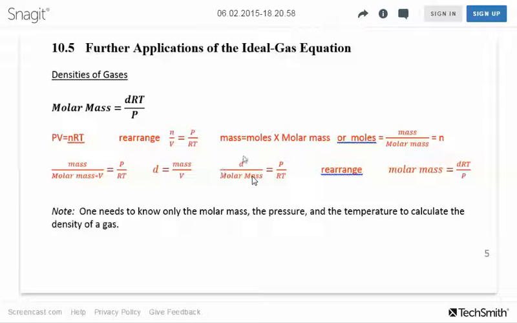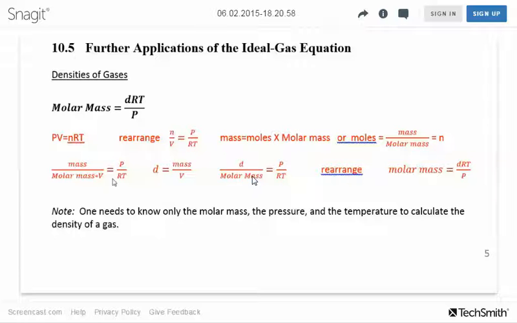So how do I go from grams to moles or moles to grams? Molar mass. Mass, in grams, equals moles times molar mass. Molar mass is just grams per mole, so my moles cancel, and I end up with grams. If I rearrange this equation and solve for moles, moles is mass over molar mass. So wherever I have n here, I'm just going to substitute that in.